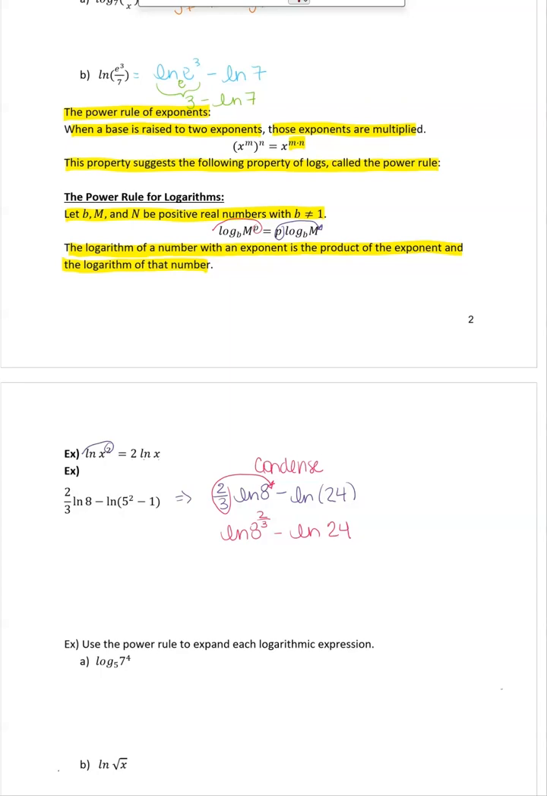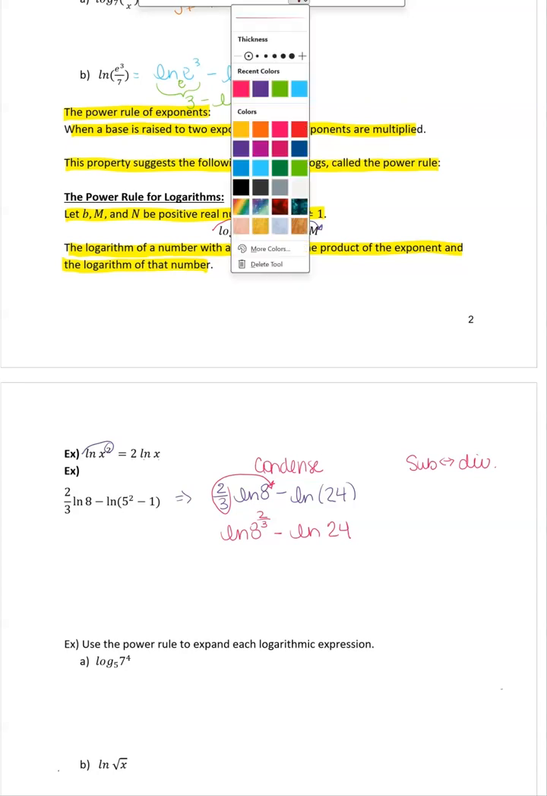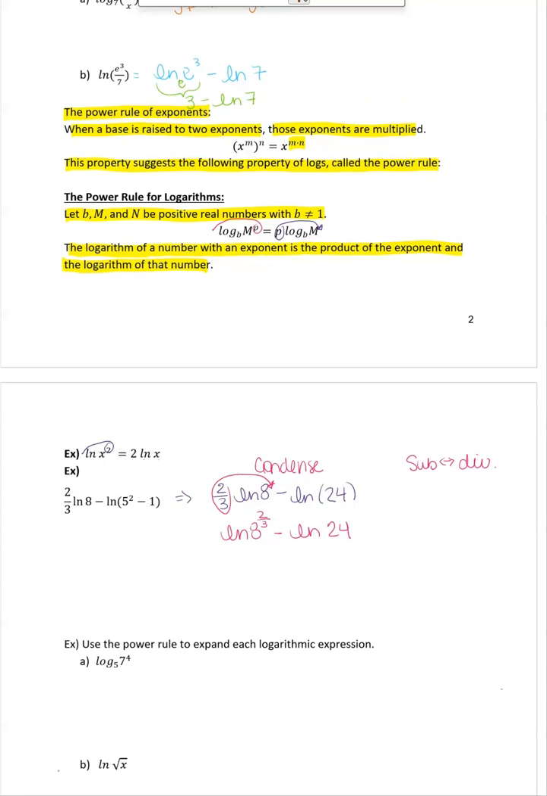Okay. So now we see that this is a subtraction, and we know that subtraction goes to division. So let's do that. When we do that step, though, we have to make one big division bar. So let's just write ln, and then one division bar. So now we're going to have 8 to the 2/3.